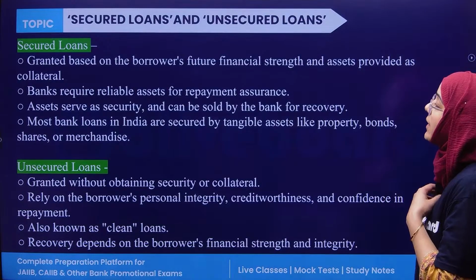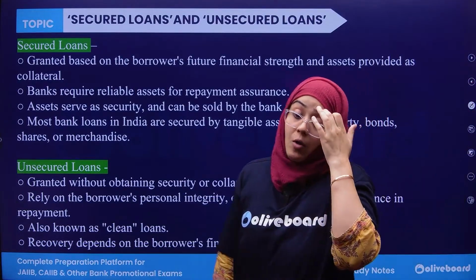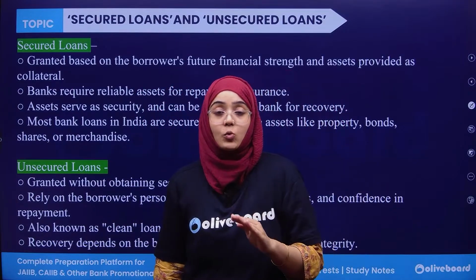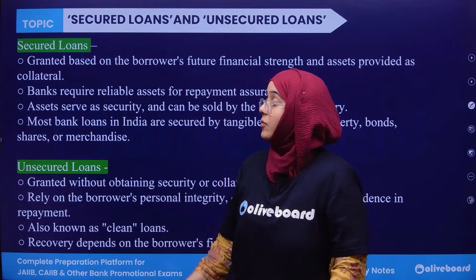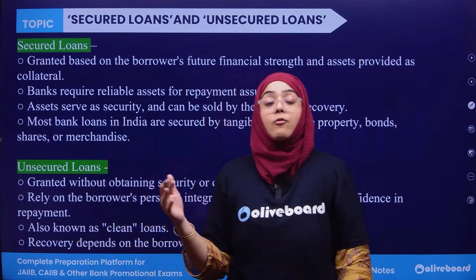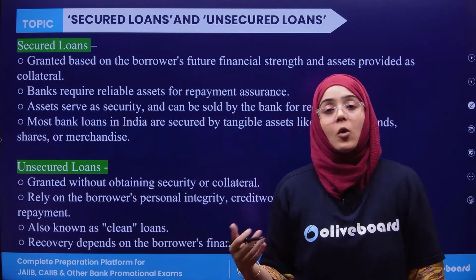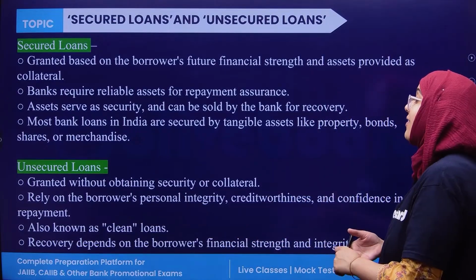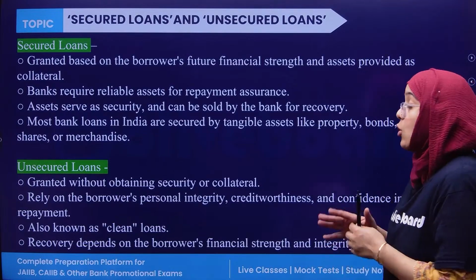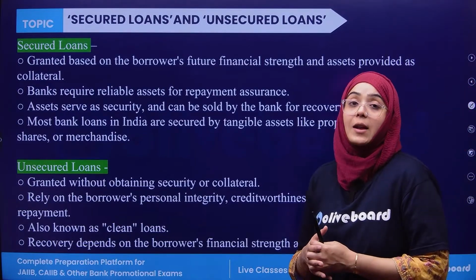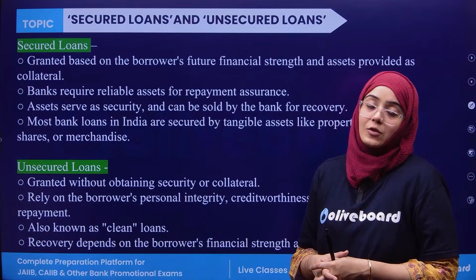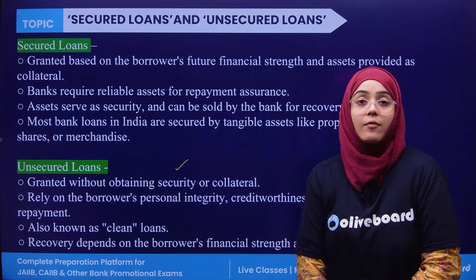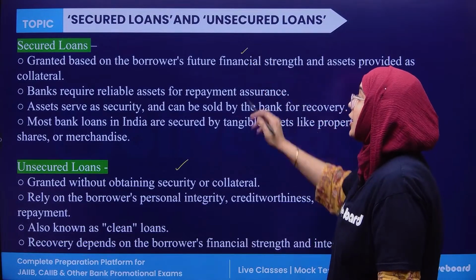First of all, let's start with secured and unsecured loans. What are secured loans and what are unsecured loans? The very basic difference between these two is that secured loans are those loans which are given in exchange for collateral. It means in a secured loan you have to put up collateral with the bank, whereas an unsecured loan is given without any collateral or security. And that's why an unsecured loan attracts a high rate of interest in comparison to a secured loan.